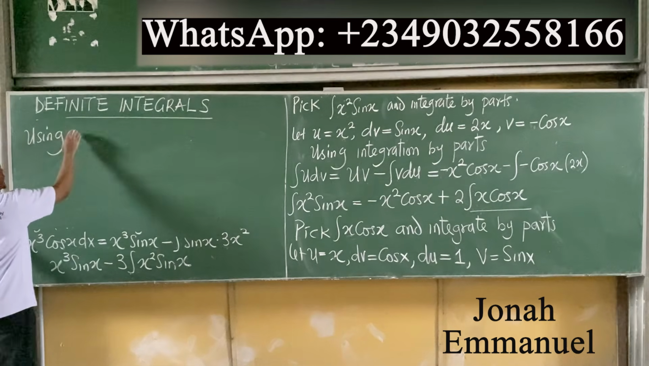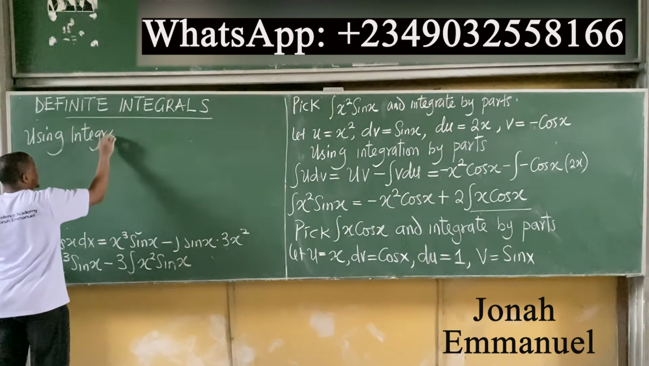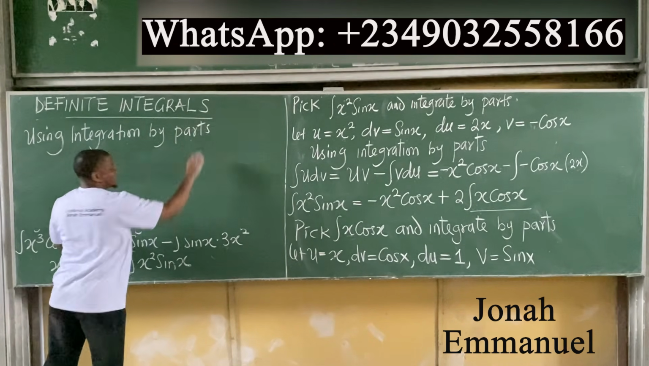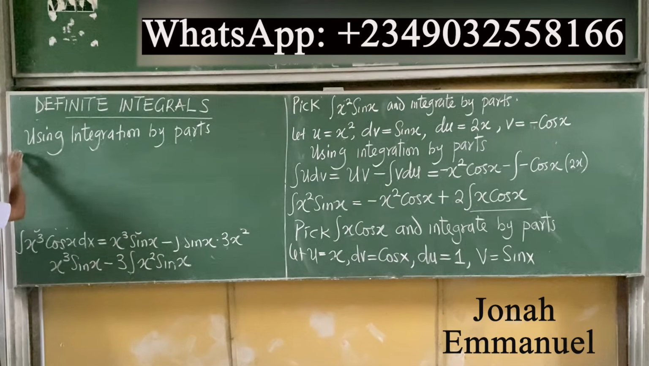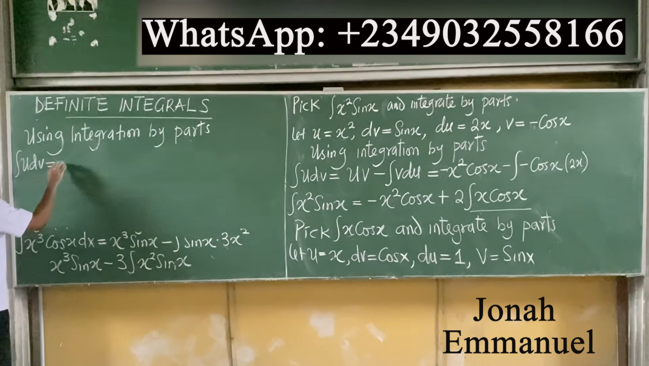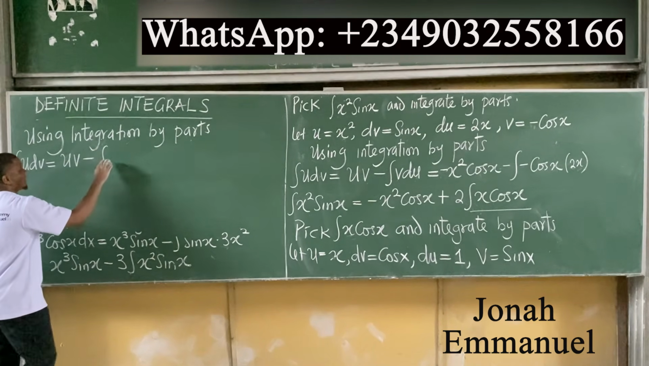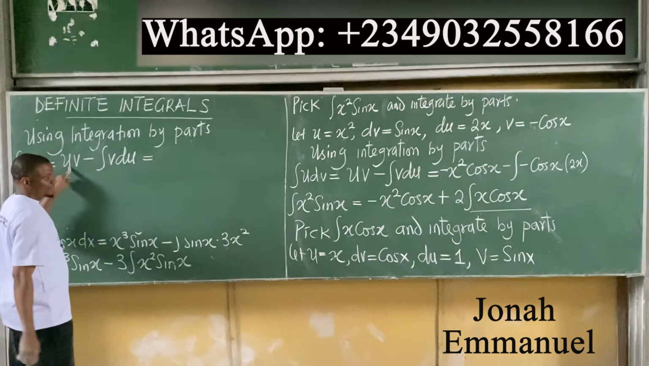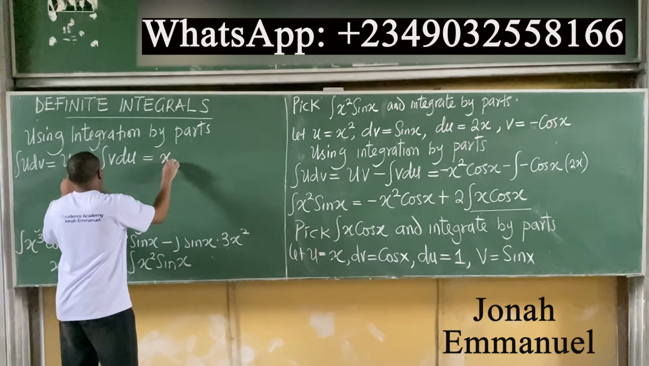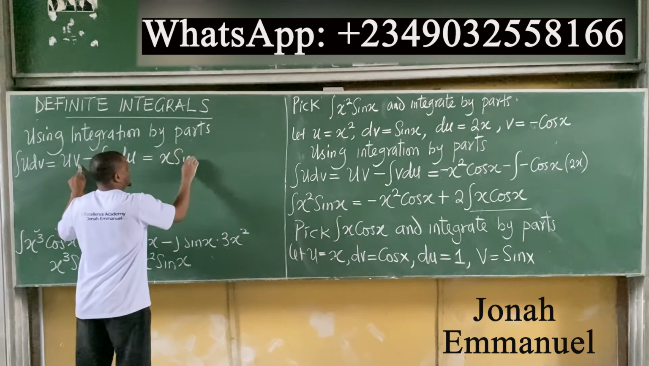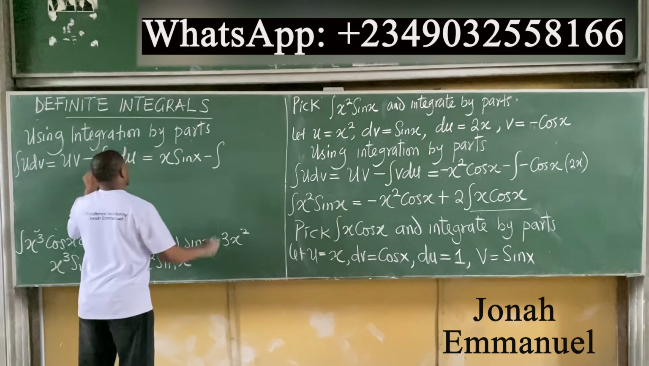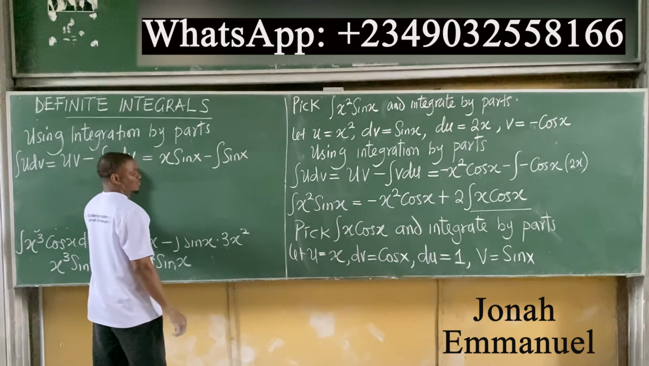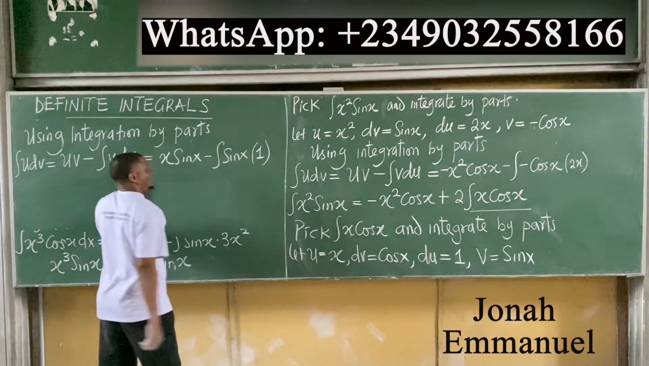Using integration by parts. What do I have there? The integral of u dv is equal to uv minus the integral of v du. Please, let's put in values. What's u? In this case, x. What's v? x sine x minus the integral of, what's v? Sine x. What's the du? 1.